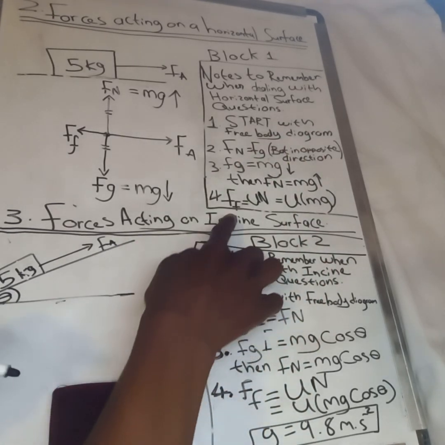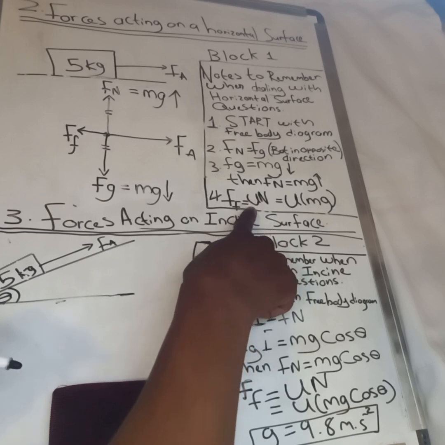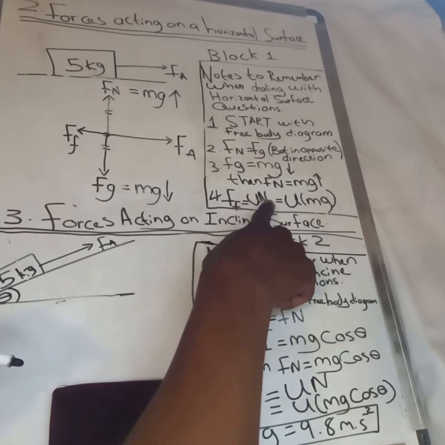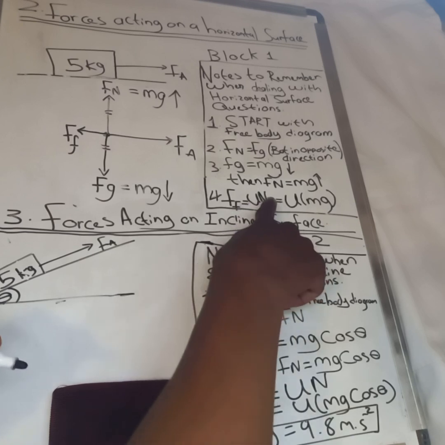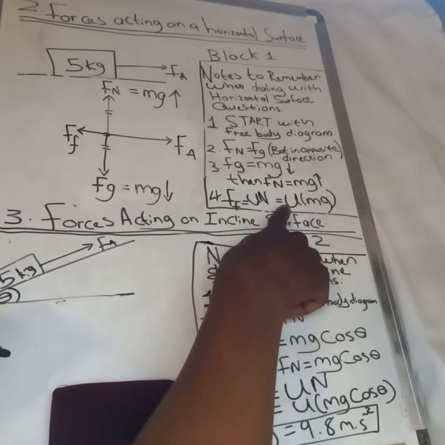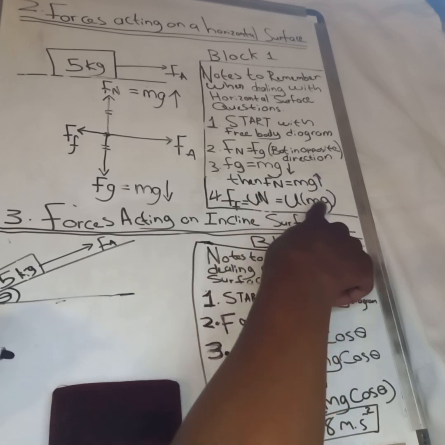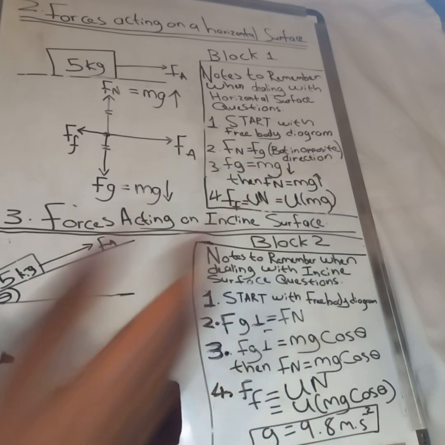Frictional force. The formula for frictional force is equal to coefficient multiplied by normal. When we break normal, normal is equal to what? mg. So it's coefficient, open bracket, mg, close bracket.